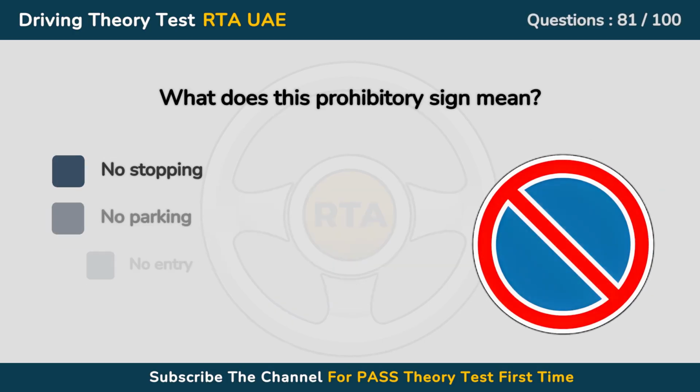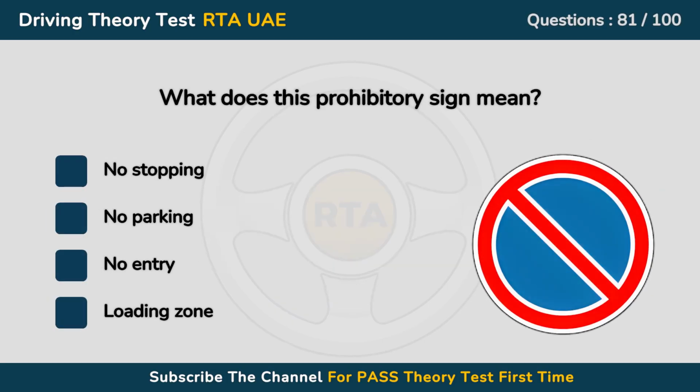Question 81. What does this prohibitory sign mean? A. No stopping. B. No parking. C. No entry. D. Loading zone.